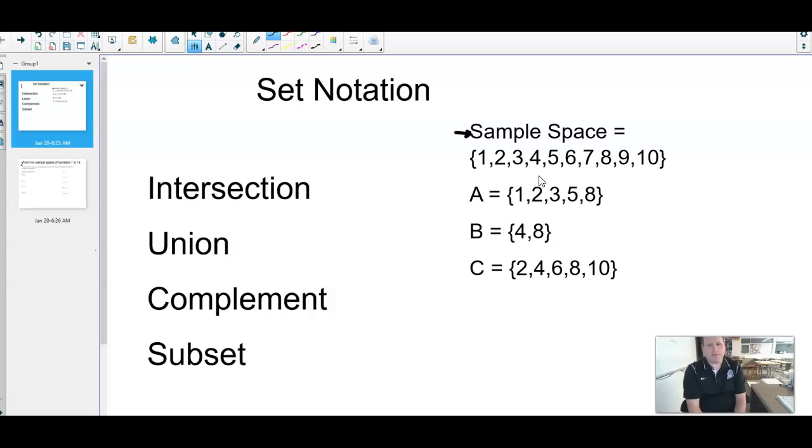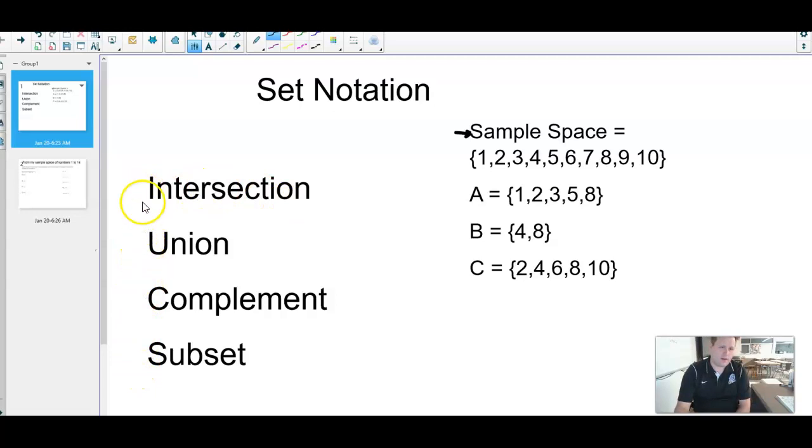Okay, and then from there I can have different sets. I'll call this set A. Set A is made up of these 5 objects: object 1, 2, 3, 5, and 8. Set B would just be these 2 objects, and then set C is these 5 objects here. So we can create different sets from our sample space. If you notice, all these sets come from objects in our sample space.